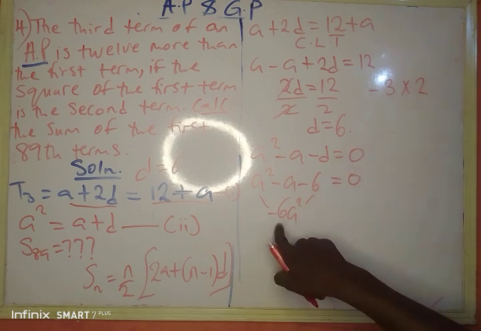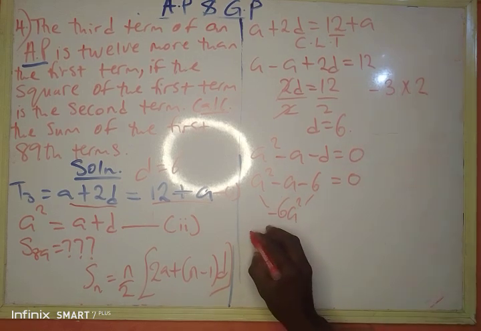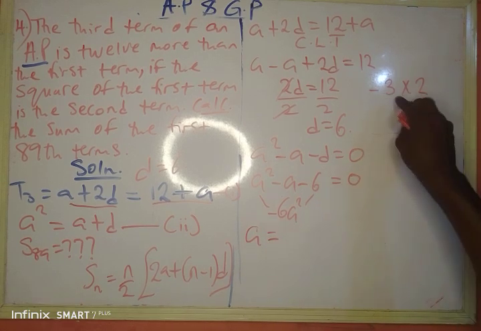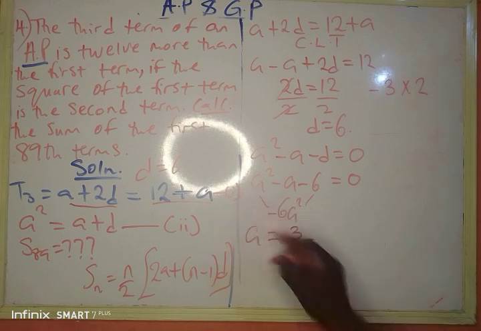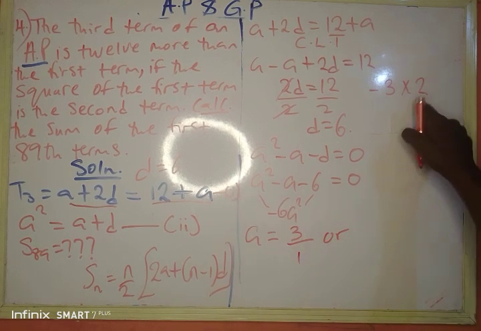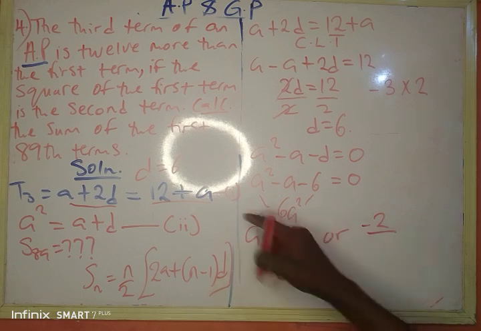Okay, from here I can say, how can I solve for the value of A? I can say A is then equal to, change their signs, that's 3 over 1, divided by the coefficient of A squared, which is 1, or minus 2 over 1.